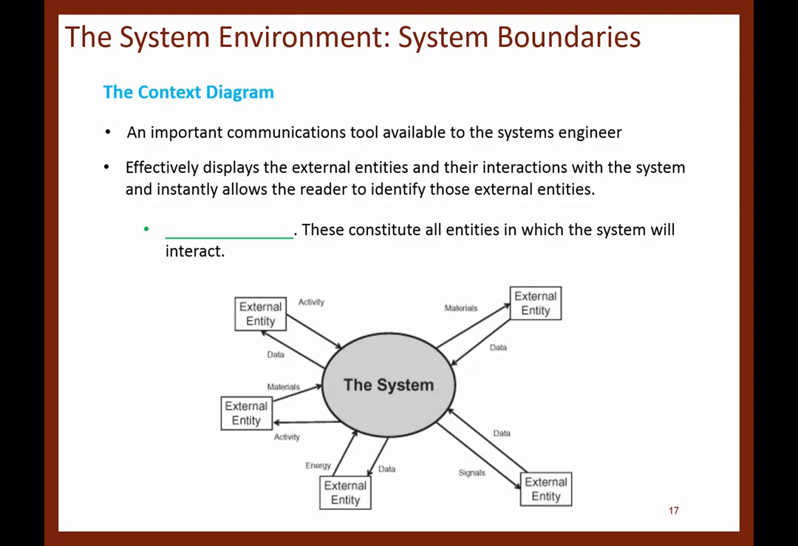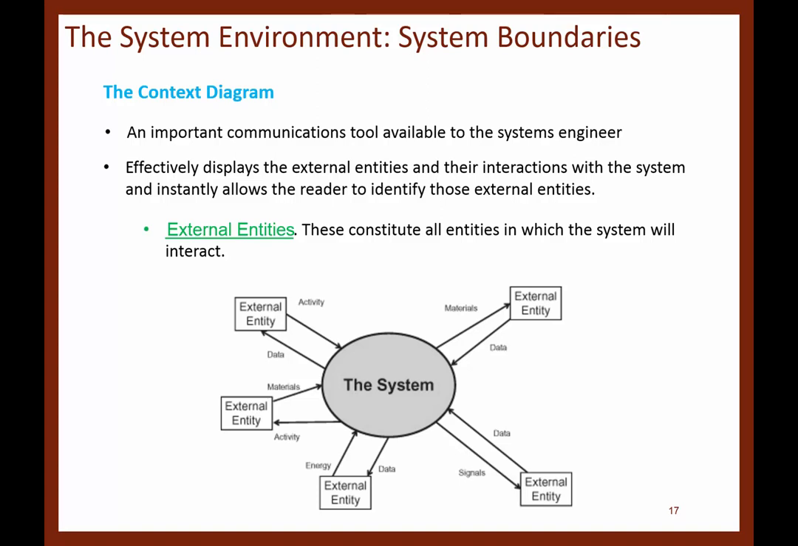In terms of the context diagram, an important communication tool available to the systems engineer, this effectively displays the external entities and their interactions with the system, and instantly allows the reader to identify those external entities. The external entities constitute all the entities with which the system will interact. Okay, you don't have control over them.